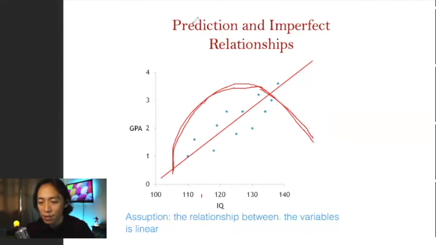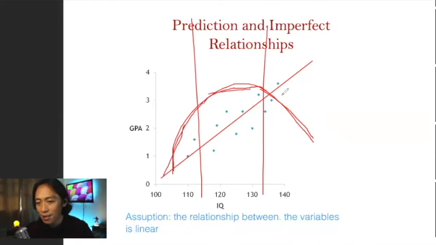And further down the line, as X increases, Y decreases. So across the levels of X, the relationships change. Initially, it's positive, and then it becomes flat, and then it becomes negative. Then that is not a linear relationship. That is a curvy linear relationship.